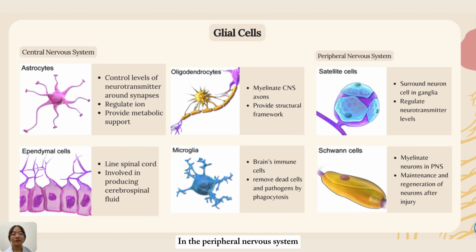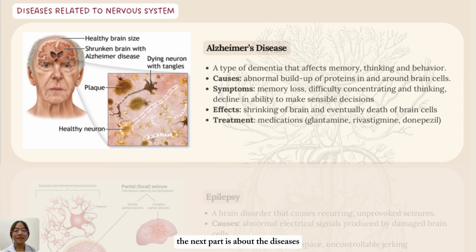In the peripheral nervous system, there are 2 types of glial cells. The first one is the satellite cells, which surround neuron cell bodies in ganglia, as well as regulate neurotransmitter levels. The second one is Schwann cells, which myelinate neurons in the peripheral nervous system and are involved in maintenance and regeneration of neurons after injury. The next part is about the diseases related to the nervous system.